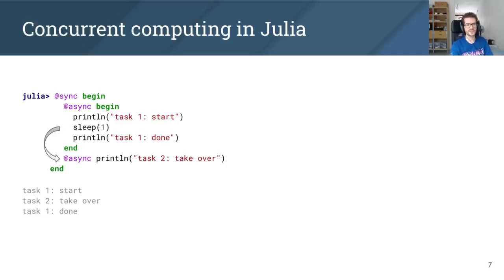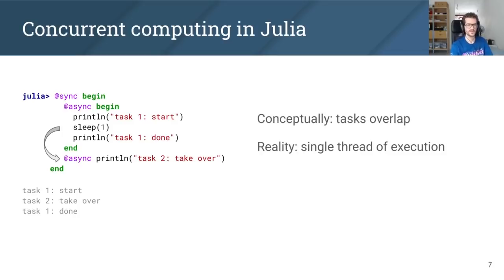When we execute this example, we start with the first task, and when it blocks, we'll switch over to any other ready task, in this case the second task, which will print some more, and then we go back to the first task. Conceptually, these tasks execute at the same time, but in reality, we only have a single thread of execution. So we only switch to the second task when the first one performs a blocking operation, like this call to sleep here.